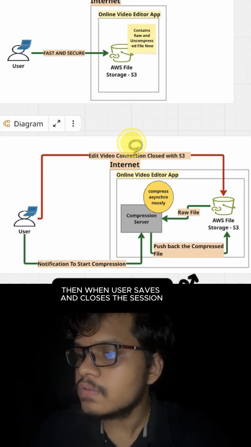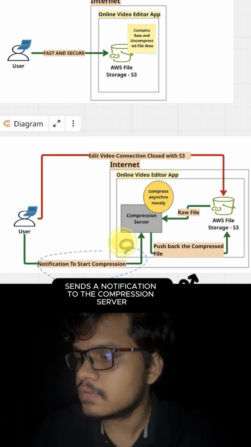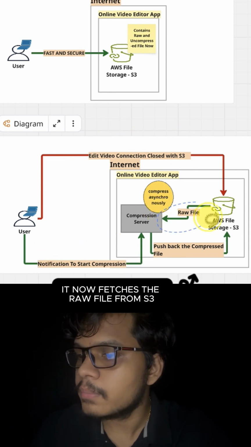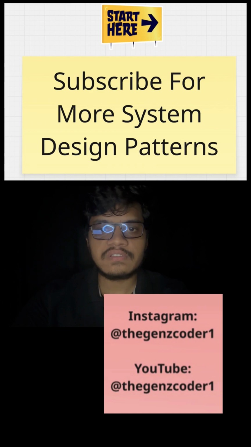Then, when the user saves and closes the session, the frontend sends a notification to the compression server. It now fetches the raw file from S3, compresses it in the background, and writes the final version back to S3. This way, upload stays quick, and compression happens reliably.